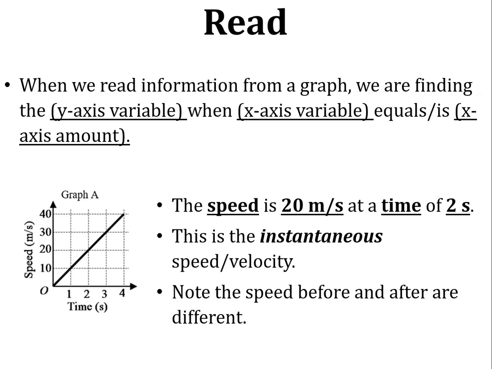When we read information from a graph, we are finding whatever the y-axis variable is when the x-axis variable equals a specific amount. So for example, right at this location here, the speed is 20 meters per second when the time is 2 seconds. This is called the instantaneous velocity. It is the velocity at that instant. If I look anywhere before or after, the velocity is going to be different. Remember, speed and velocity right now are essentially the same thing.